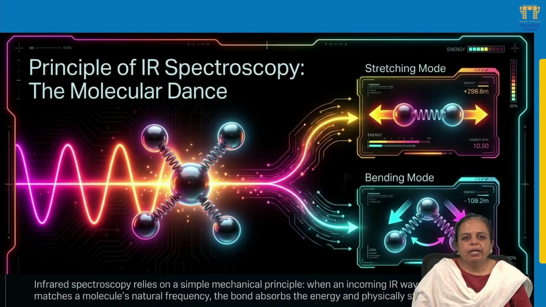So what happens in IR spectroscopy? I already said it is a vibration, and the vibration is of two types: first the stretching mode, and second the bending mode. Because this is only the application part, we are not going into too much detail of the modes. But you have to know that when stretching happens, some peaks are generated, and when bending happens, some peaks are generated.